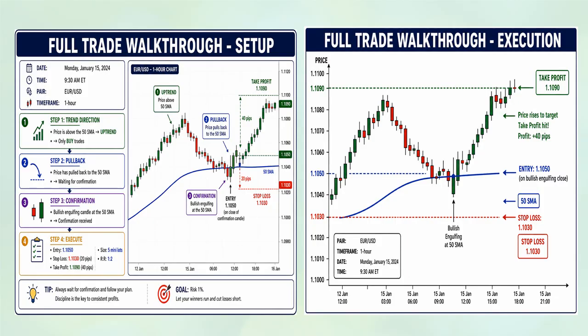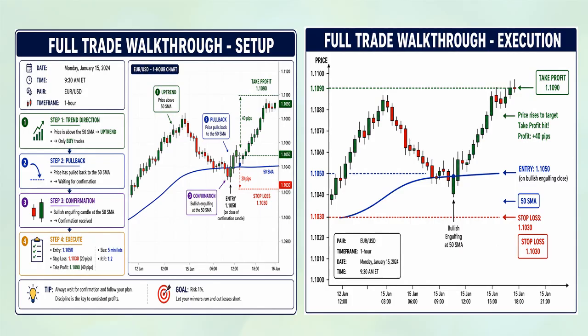Then I calculate position size. On a $10,000 account risking 1%, that's $100 risk. With a 20 pip stop, I need $5 per pip. That's 0.50 volume in euro to US dollar. I click buy and the trade is on.